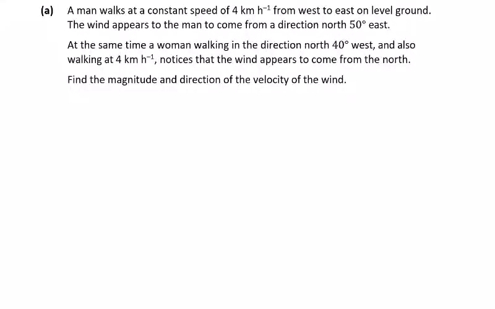This is question 2, relative velocity 2019A. A man walks with a constant speed of 4 kilometers an hour from west to east. So he's going along here, west to east. He's going in the positive I direction. We'll call him M for man, so the velocity of the man is 4I plus 0J.